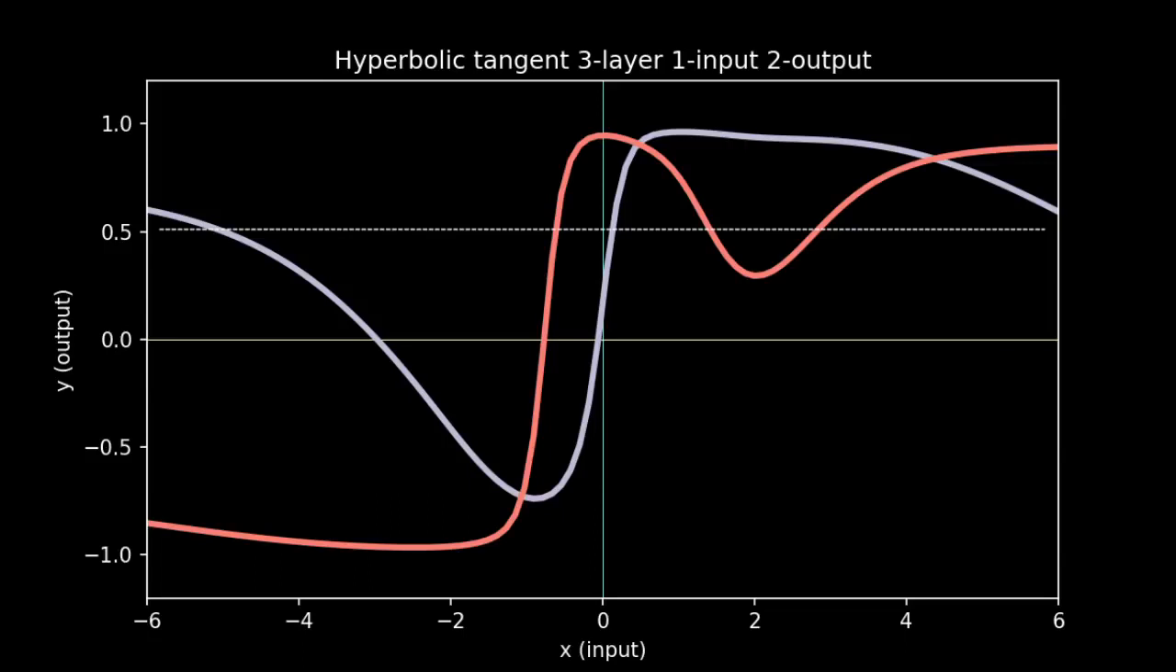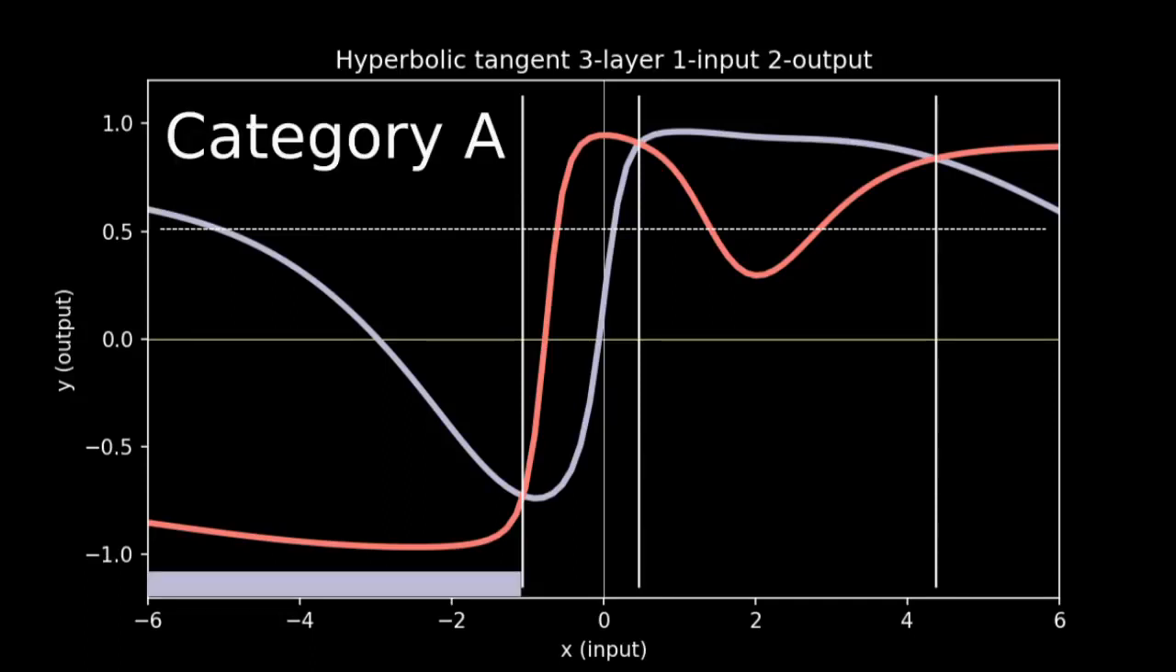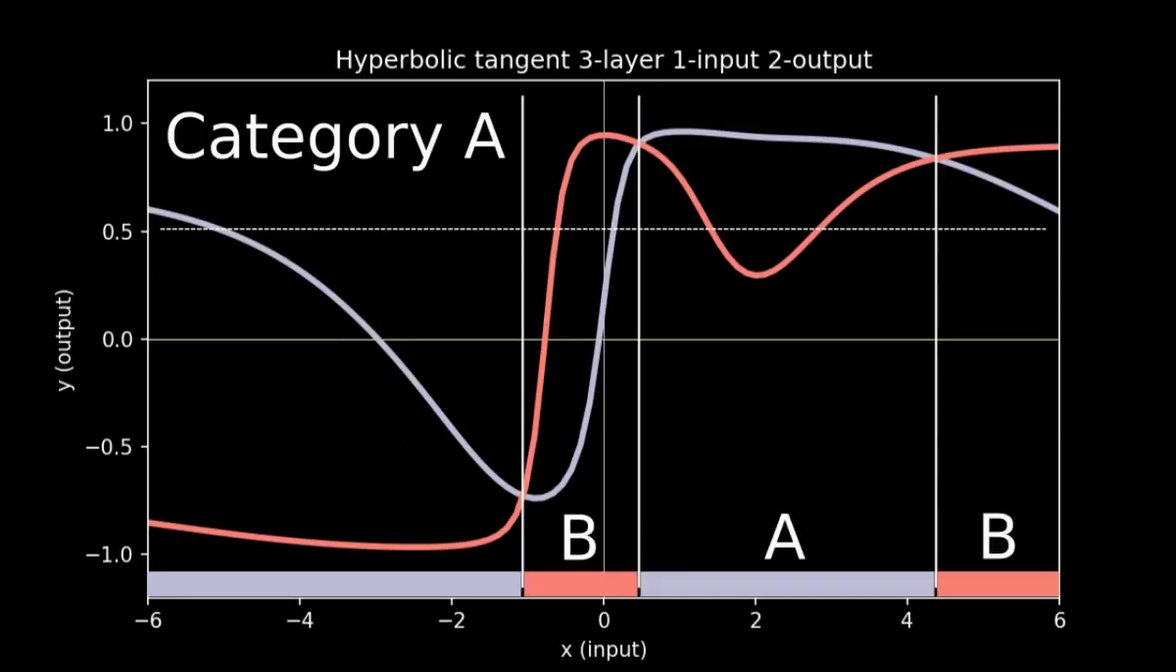Graphically, wherever the two output functions cross, we can draw a vertical line. This chops up the input space into regions. In each region, one output is greater than the other. For instance, wherever the blue line is greater, we can assign that to be category A. Then wherever the peach-colored line is greater, those regions are category B.